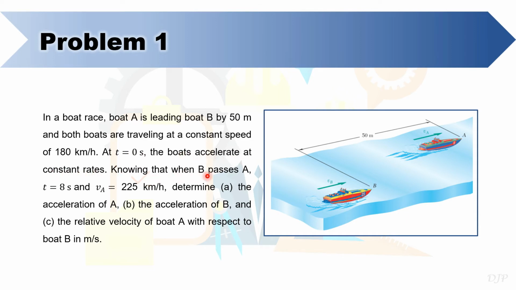Knowing that when B passes A, t is equal to 8 seconds and v sub A is equal to 225 kph, determine the acceleration of A, the acceleration of boat B, and the relative velocity of boat A with respect to boat B in meters per second.